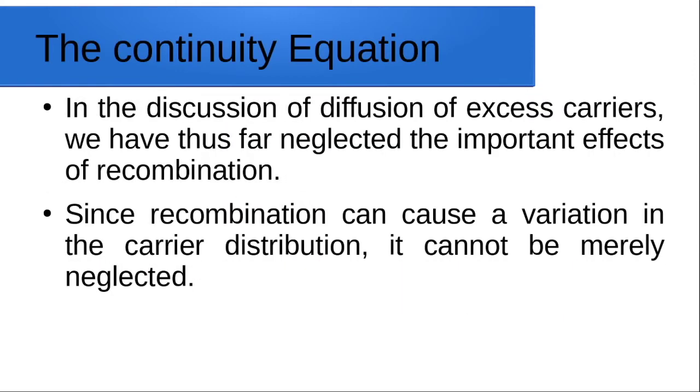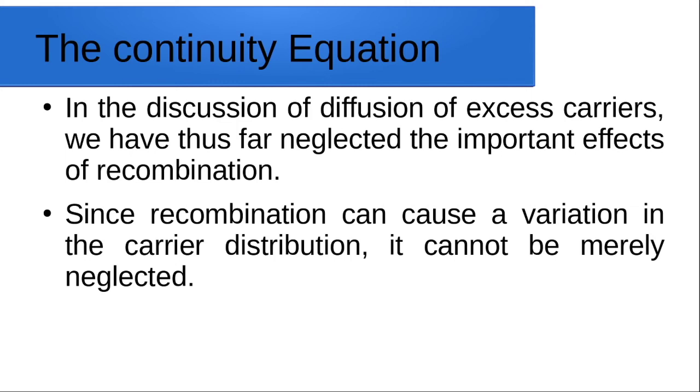The next equation of our interest is the continuity equation. This comes from the fact that while we were discussing diffusion of excess carriers, we were neglecting the effects of recombination. A few classes back, we had introduced the term recombination. Recombination is the process where the carriers fall into, maybe the electrons fall into the holes and recombine, and because of that the number of carriers reduces. It is the opposite of generation. This recombination is also happening while the carriers are diffusing, but we were not considering it, we were neglecting it.